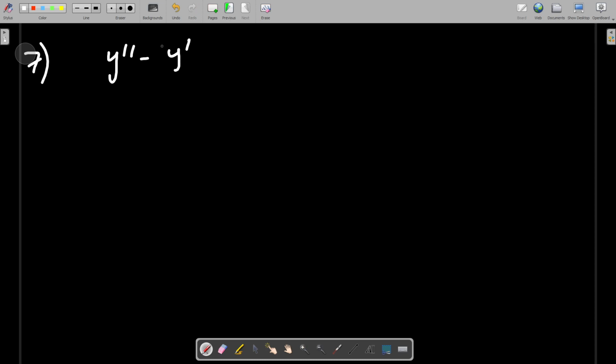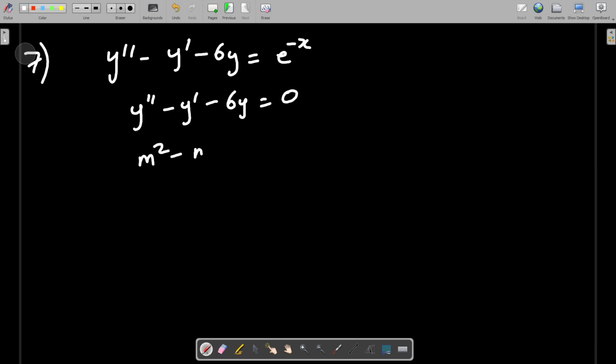No, just wait. y double prime minus y prime minus 6y is equal to e raised to minus x. Okay, so the complementary function here, let's do this faster. The auxiliary associated homogeneous equation will be y double prime minus y prime minus 6y is equal to 0. So this will become m square minus m minus 6 is equal to 0.